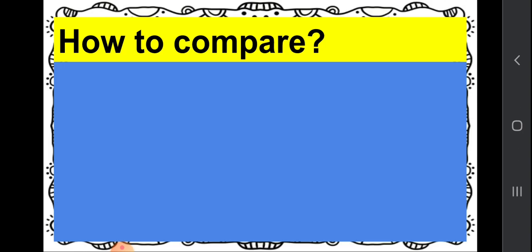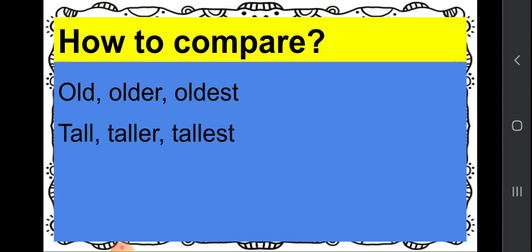Now let's discuss how to compare. There are certain rules for doing so. One is the simplest one, by adding er or est to the adjective, which explains the degree, the intensity of that adjective. So older is comparative and oldest is superlative. In the same manner, tall and taller is comparative, tallest is superlative.